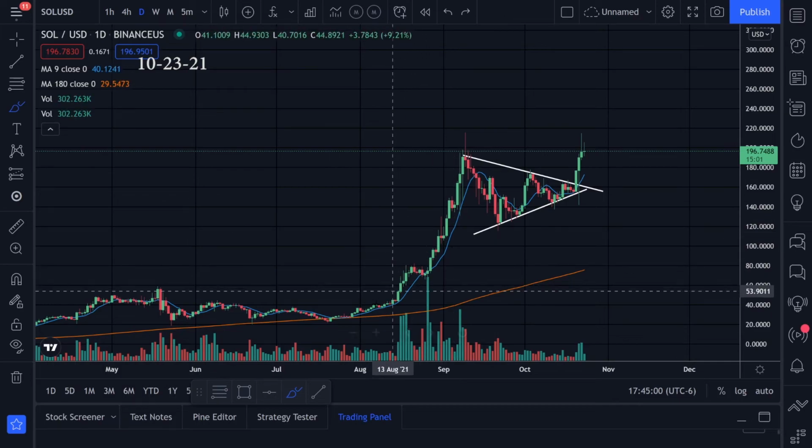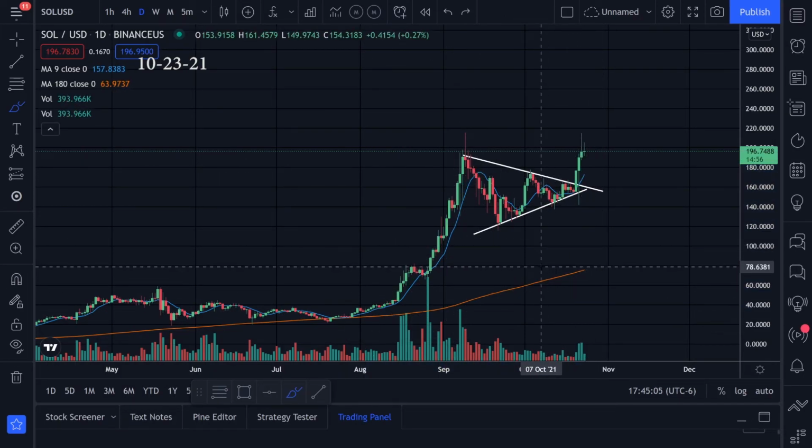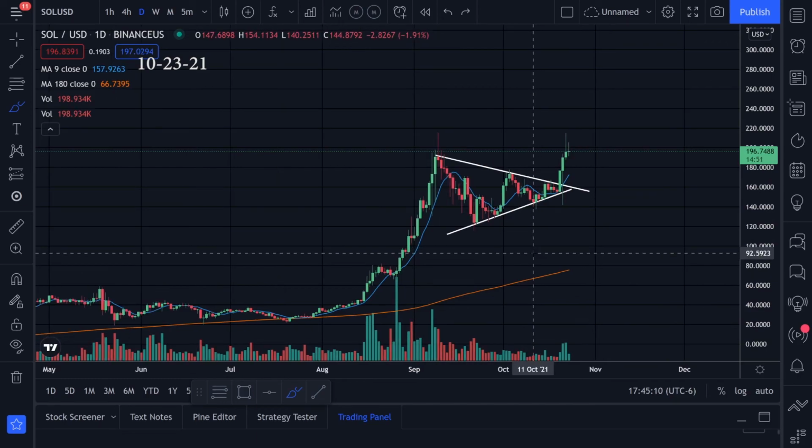In my next video, we'll look at Solana, how we had this pattern and we got a breakout to the upside right here. I'll show you what I'm targeting right now. Click this video and we'll get into this chart right now.